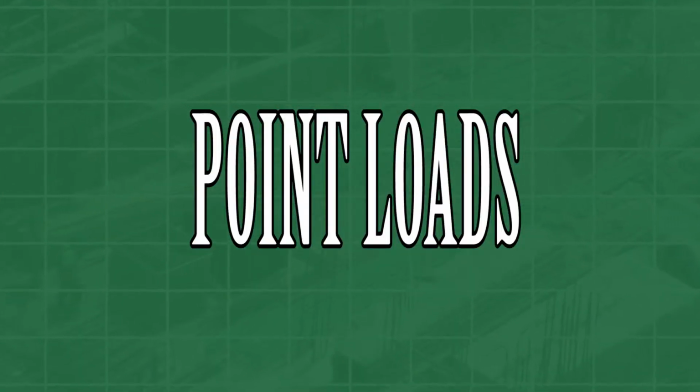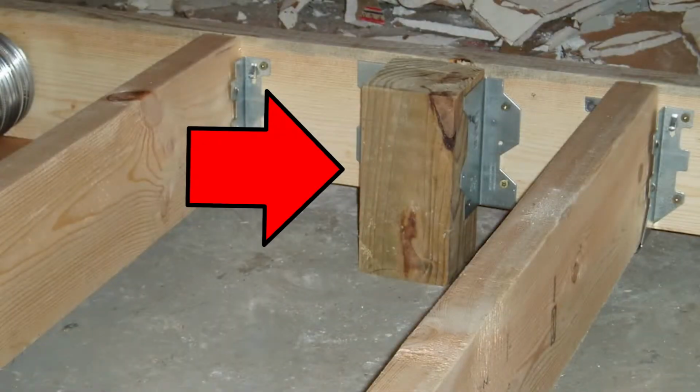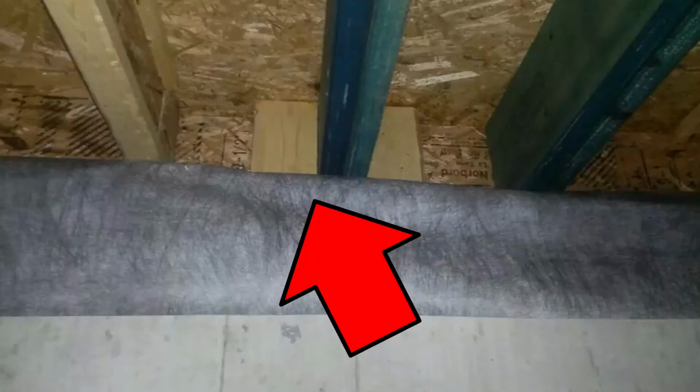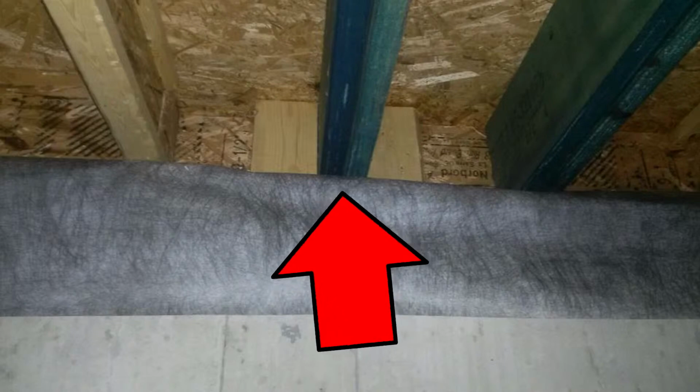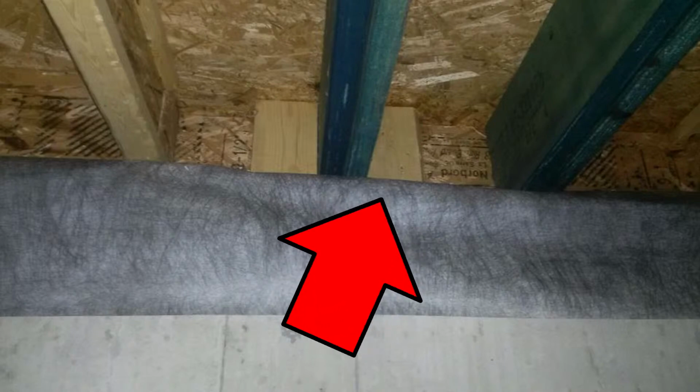Point loads. Point loads provide additional support to vertical loads in specific locations that require support. For example, beneath a patio door, a supporting wall, a bathtub, shower, and windows. Typically, point loads are cut 2x6s to the height of the rim board.